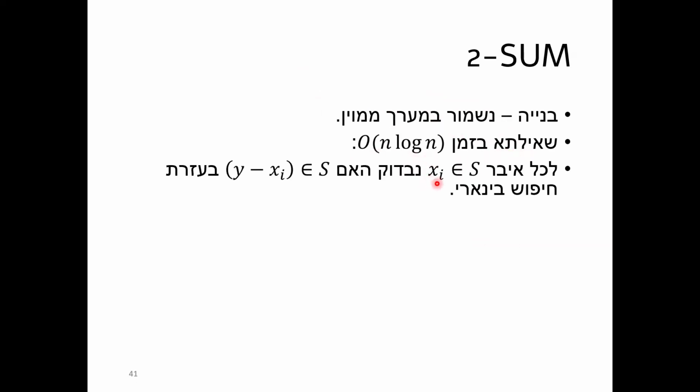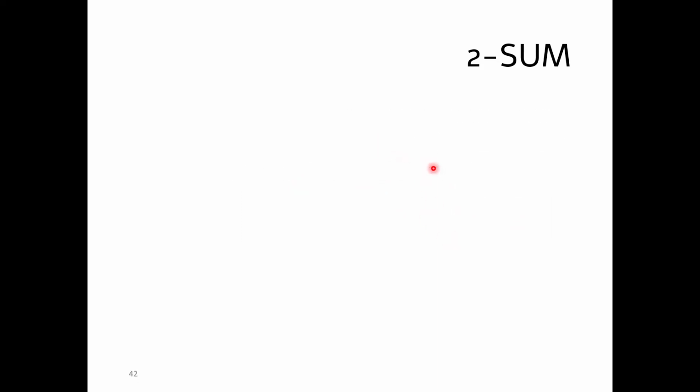For every element, we check if y minus xi is within S, with binary search. It's very similar to the hashing problem, where we just check if y minus xi is within the hash table. But here we're checking if it's in the array with binary search, which takes log n time. So we're checking n different elements, each taking log n time. Therefore, it's O of n log n.